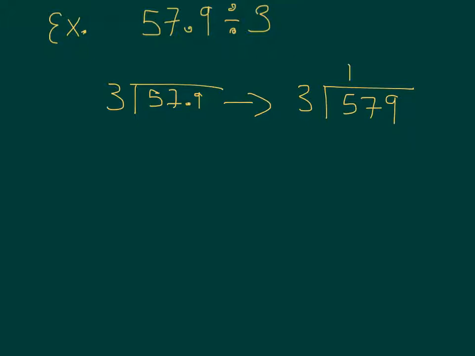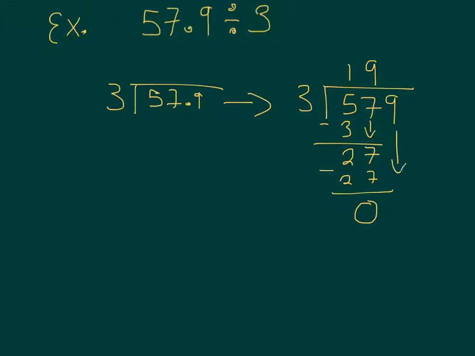We multiply and subtract. So 1 times 3 is 3. We subtract and we get 2 and bring our next number down. We ask ourselves the same thing all over again. How many times does 3 go into 27? We know that that answer is 9. We multiply and subtract again. So 3 multiplied by 9 is actually 27. We subtract. 27 subtract 27 is 0.